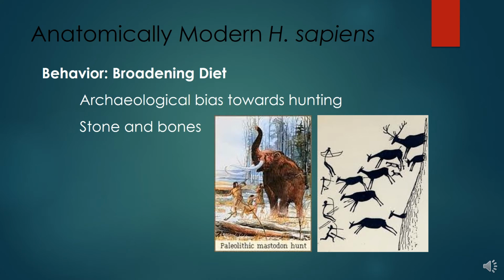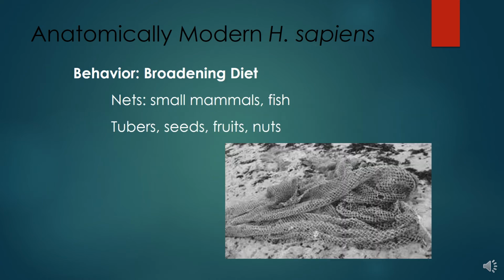Along with this came a much broader diet of different herd animals, but also smaller animals and various plant collecting as well. There tends to be a slight archaeological bias towards hunting, what we call the stones and bones bias, just because of the preservation that occurs. So stones and animal bones preserve much more readily in the archaeological record, whereas plant materials or nets, basketry, those sorts of things are harder to preserve.